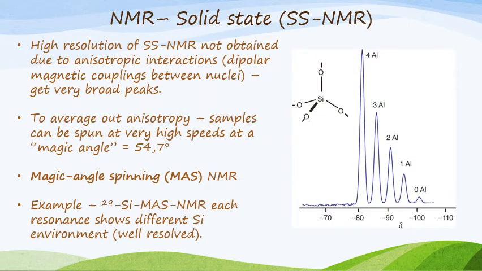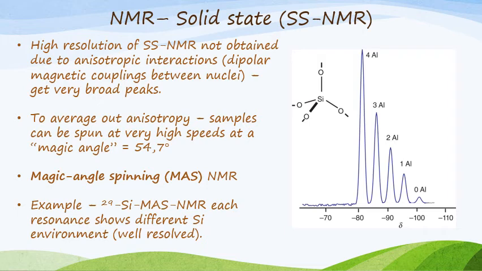As a result, we don't get great resolution because we aren't able to manipulate the NMR spectrum enough for us to get information. So high resolution in solid state NMR is not always obtained due to anisotropic interactions. Now, what are these things? These are dipolar magnetic couplings between the nuclei. Because we're in the solid state, the nuclei are much closer together to one another, and then we have this anisotropy, where we get very broad peaks.